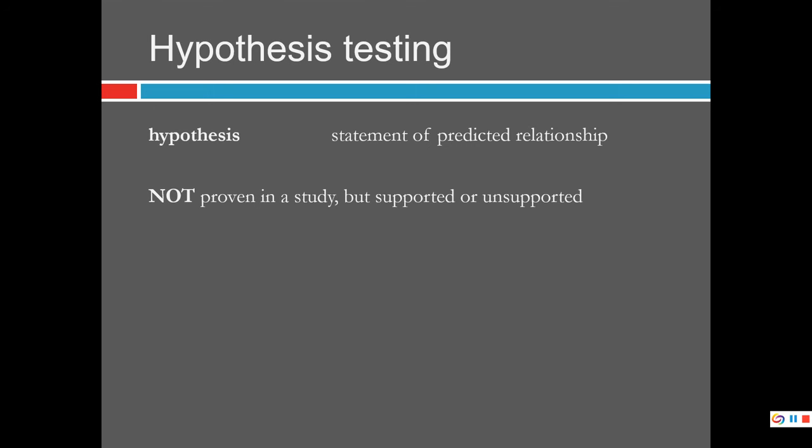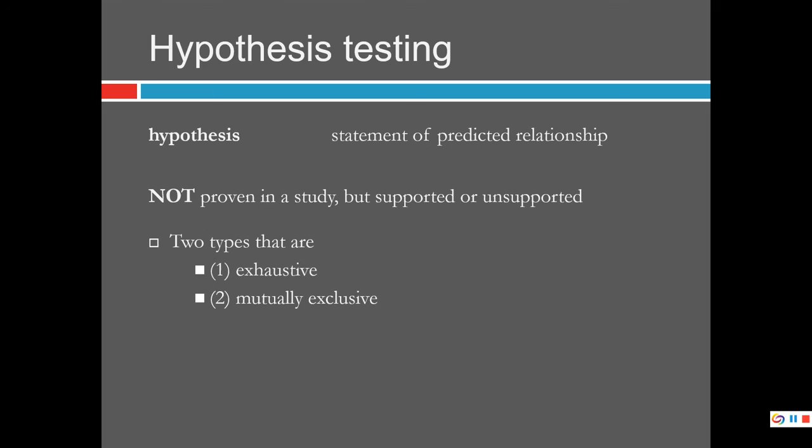We would never say that one hypothesis test proves our hypothesis, but instead we would say that it offers some kind of support if our findings were supported there. And if it did not support it, then we'd say our hypothesis was unsupported.